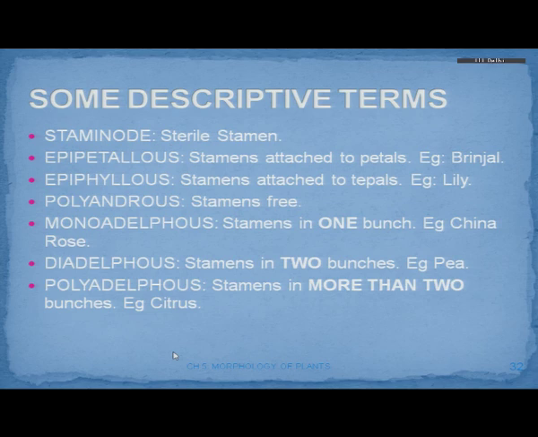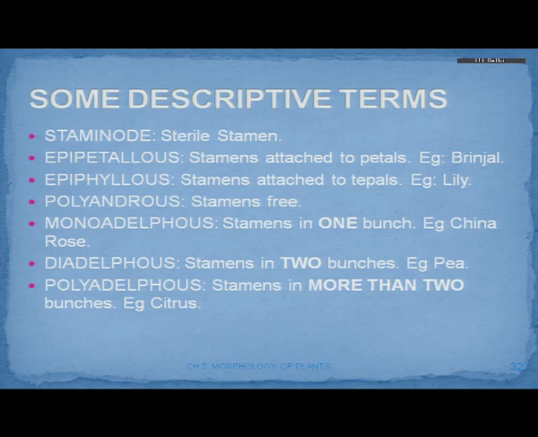Now, in the earlier session also I had emphasized that you should not focus on learning the examples. Try to observe as many flowers as you can from near your surroundings and then study their structure. Study the types of stamens present in them and decide on your own whether they are epipetalous, epiphyllous, polyandrous or monoadelphous, diadelphous or polyadelphous. To give you a taste of this exercise, let us do this thing.